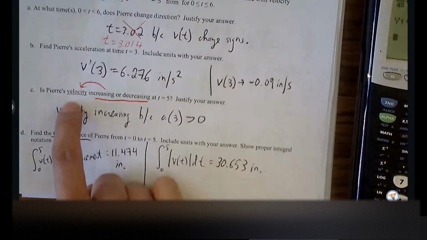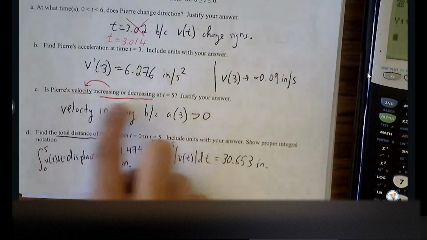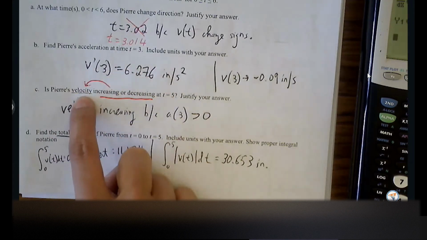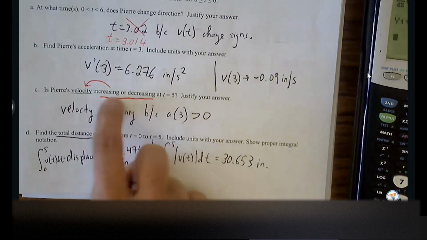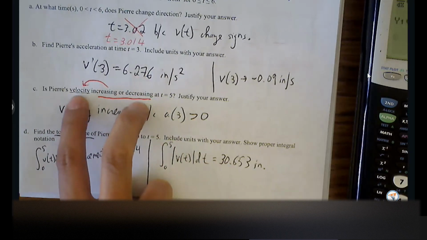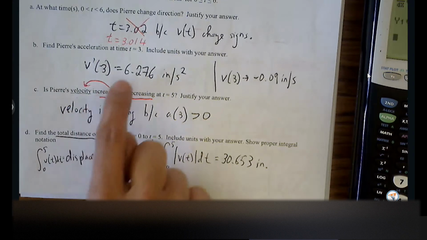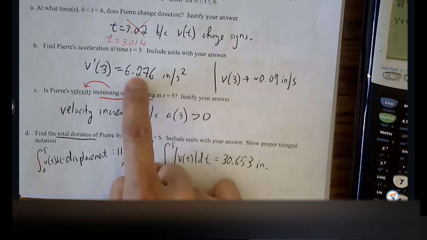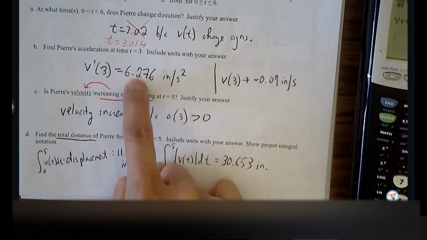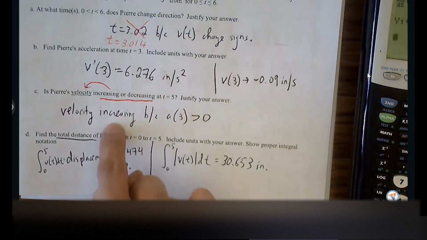But this problem says, is Pierre's velocity increasing or decreasing? And this is talking about acceleration. You see the word velocity, but it's changing it by telling us that it's increasing or decreasing. So if you see that statement, you know it's only asking for acceleration. If my acceleration is positive, then my velocity is increasing. If my acceleration is negative, then my velocity is decreasing. In this case, since my acceleration is positive, my velocity is increasing.